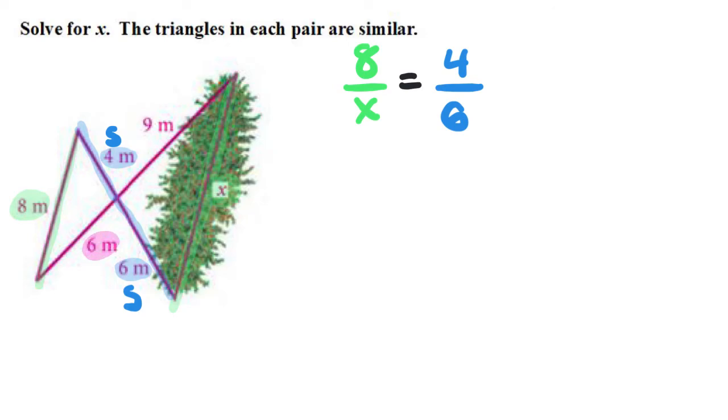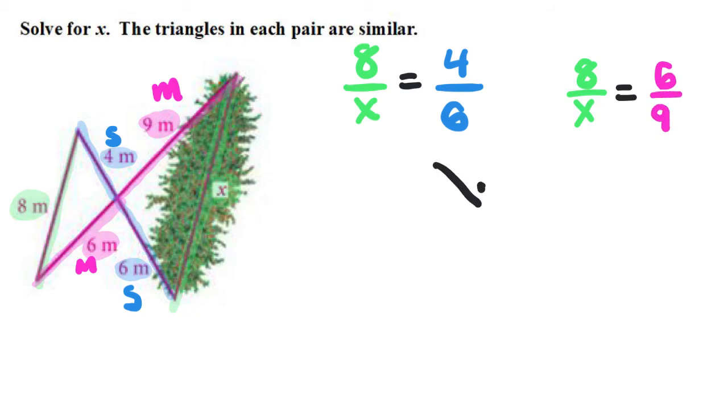if you chose to use the 6 as your other side, we see that 6 is the medium side of this figure, and the medium side of the other triangle is going to be that 9. So this would give you a value of 9. So if I set up that proportion, I still need the 8 over x, and it's going to be equal to 6 over 9.